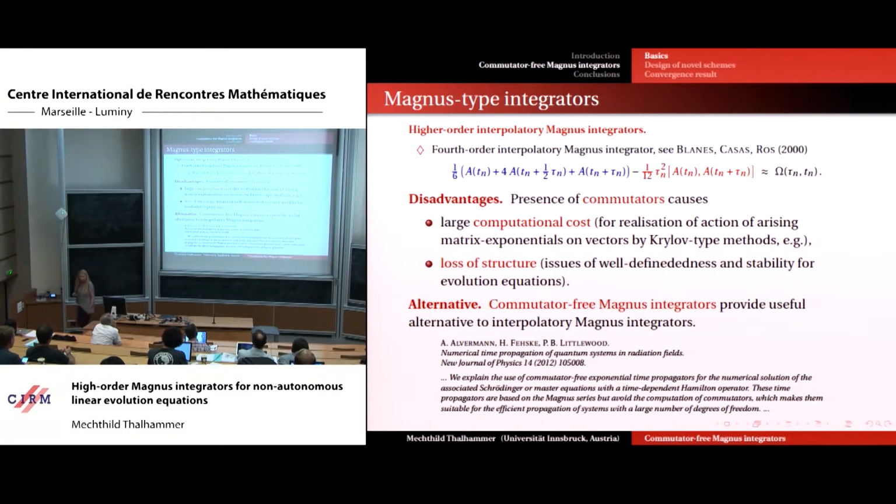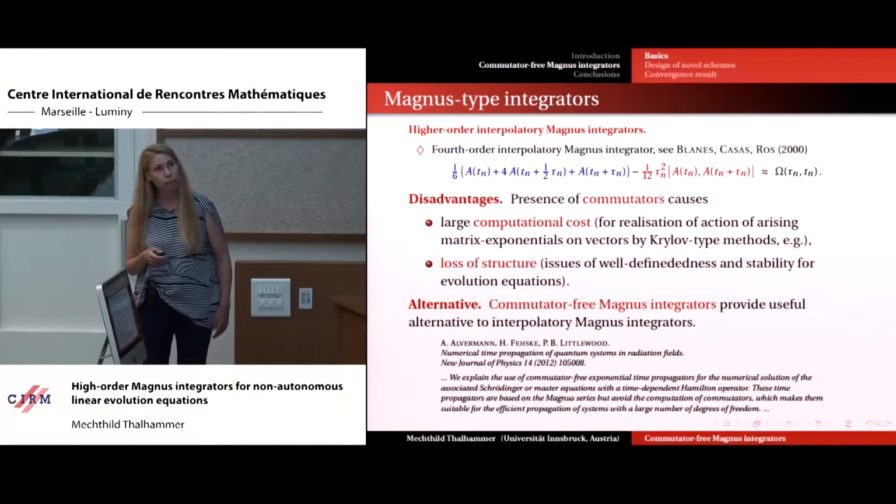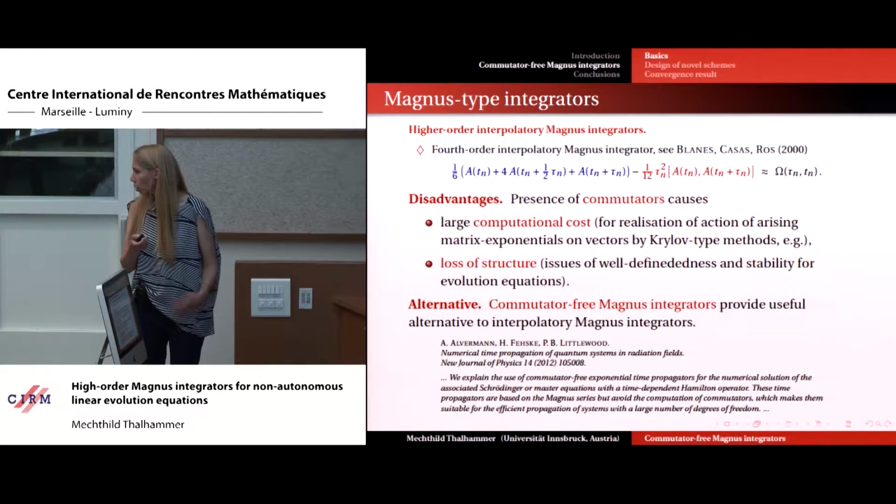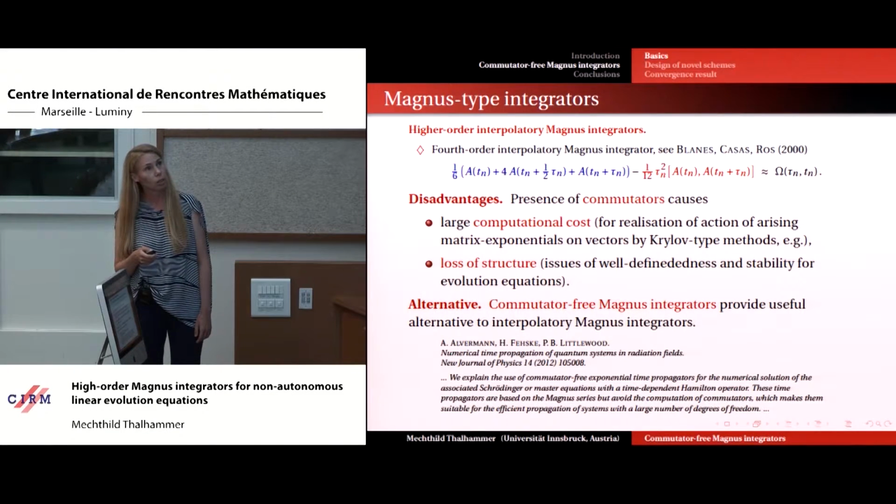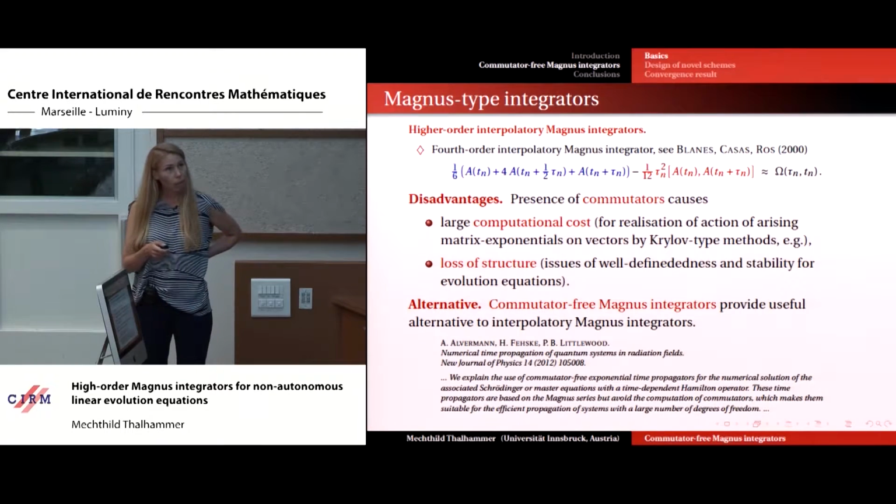In principle, this is nice, but when you think of systems which involve large matrices, so when you have a large degree of freedom involved, it is very costly to realize these commutators. You need a lot of memory and also computation in order to compute these matrix exponentials. You need to multiply the exponential of Tn with the next one, and also in reversed order, and possibly you also have to save these matrices. So the presence of commutators is not so nice from the efficiency point of view. So you have a large computational cost.